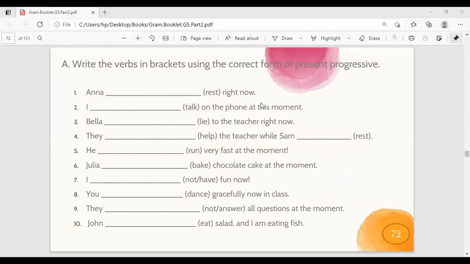Hala, please read the question. Yes, miss. Write the verbs in brackets using the correct form of present progressive.